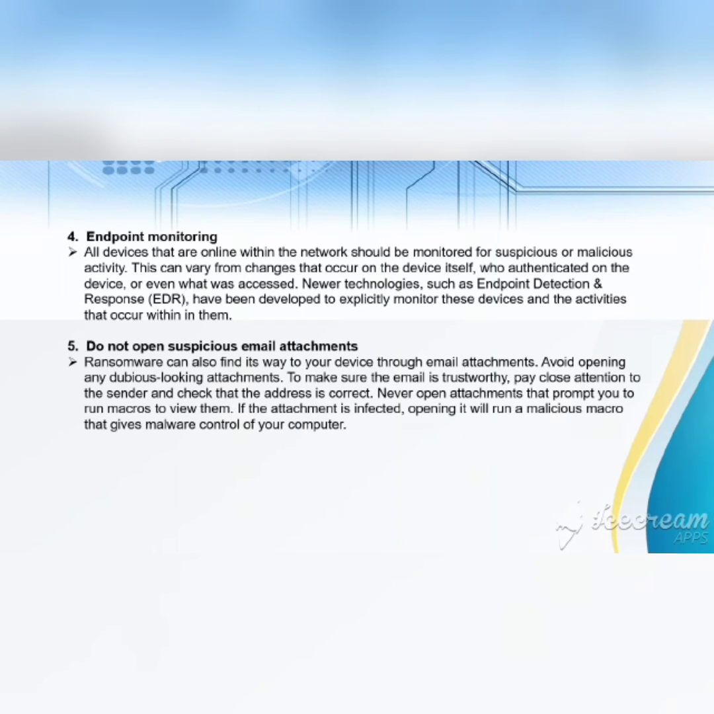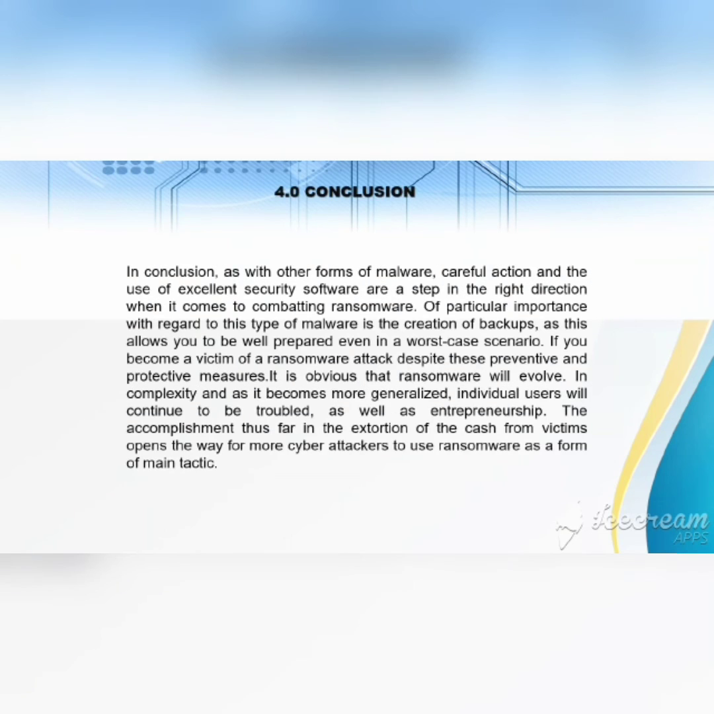The fifth one is do not open unsolicited email attachments. Ransomware can also find its way to your device through an email. Avoid opening suspicious looking attachments. To make sure the email is trustworthy, pay close attention to the sender and check the address is correct. Never open attachments that prompt you to run macros to view them. If the attachment is in fact opened, it will run a malicious macro that gives malware control of your computer.